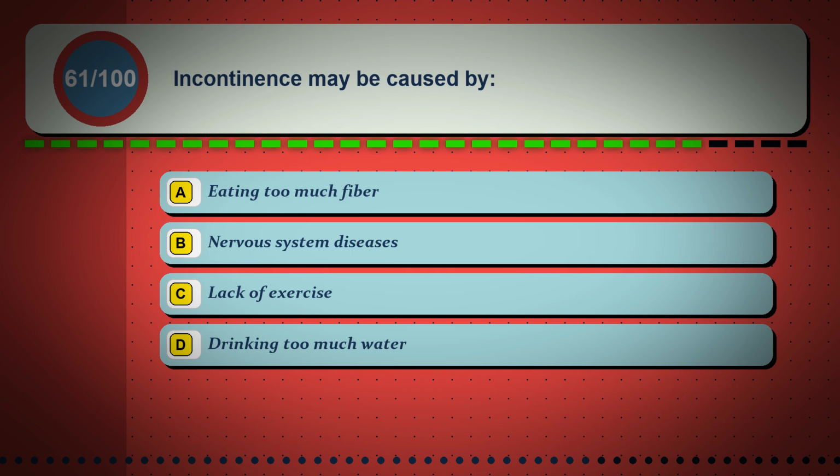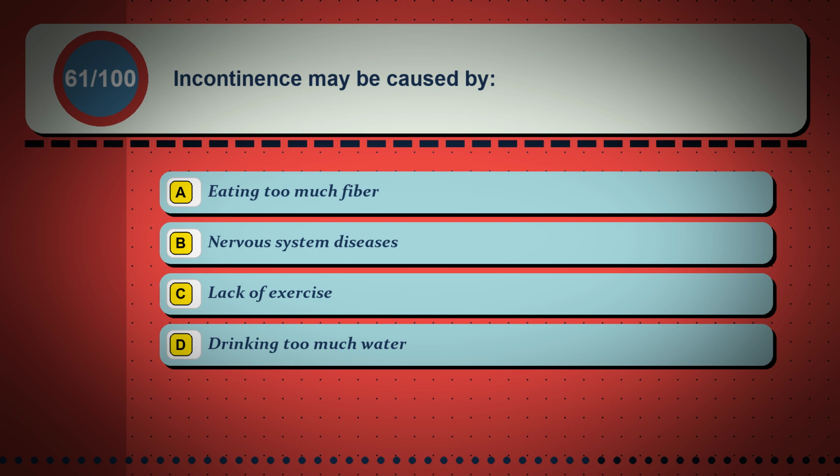Question 61. Incontinence may be caused by option A, eating too much fiber. Option B, nervous system diseases. Option C, lack of exercise. Option D, drinking too much water.